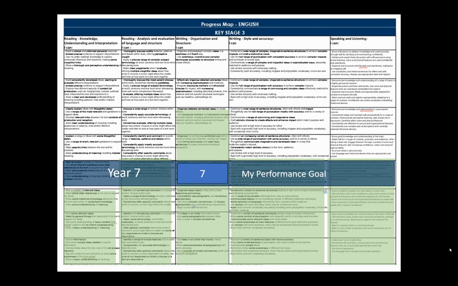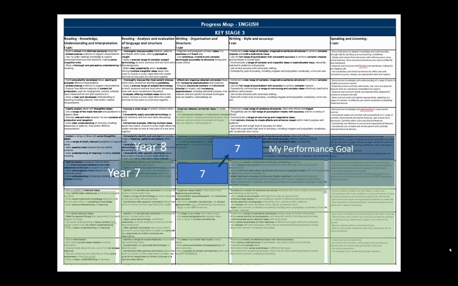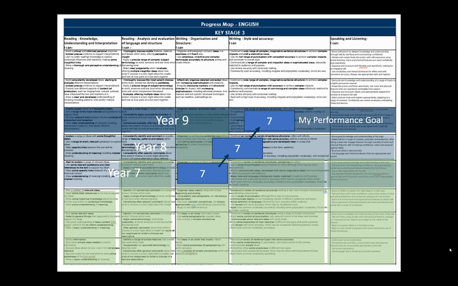It is normal for the number assigned to the performance goal to stay fixed throughout Key Stage 3. However, this does not mean we expect progress to stop or slow down. Each year the goal will move up one step on the progress map, to bring additional challenge to the learning. So, as we can see from the example here, a step 7 in Year 7 is not the same in Year 8 or in Year 9.